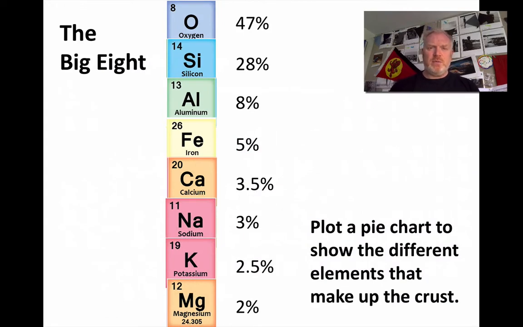What I'd like you to do is plot a pie chart on page 2 of your booklet, ideally with a protractor or an angle measurer, although I realise at the moment that might not be possible. You may have to estimate it a little bit. Plot me a pie chart to show how the crust is made up. Okay, we've got the Big Eight there, but don't forget the other 85. Press pause now and have a go at that.